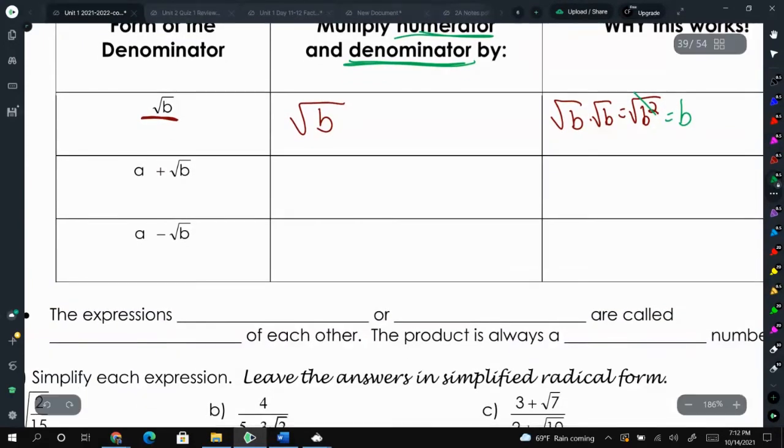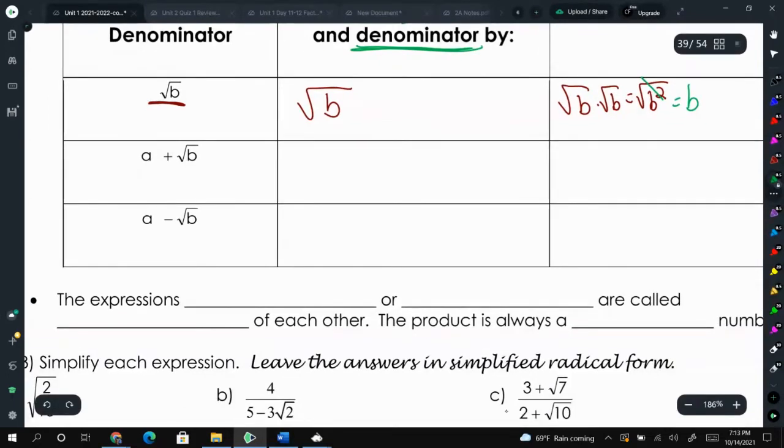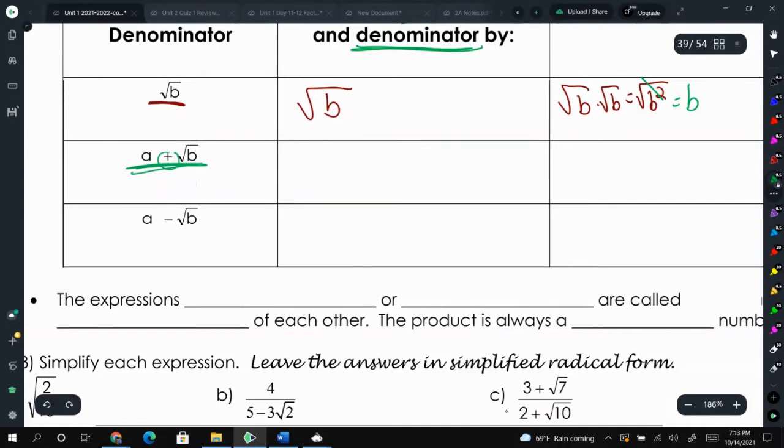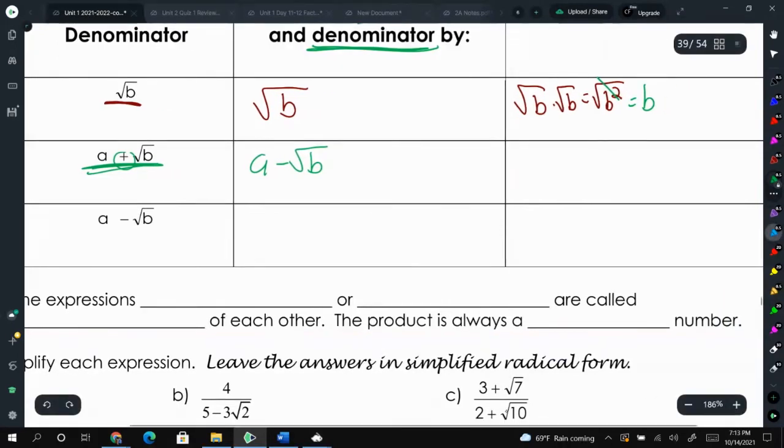What if you had a plus a radical in the denominator? What you would need to do is multiply by what is called the conjugate. The conjugate is the exact same thing, except instead of a plus, it'd be a minus. So we would multiply the numerator and the denominator by a minus the square root of b. And the reason for that is because when you FOIL this out, your middle terms will cancel. It's a difference of two squares.